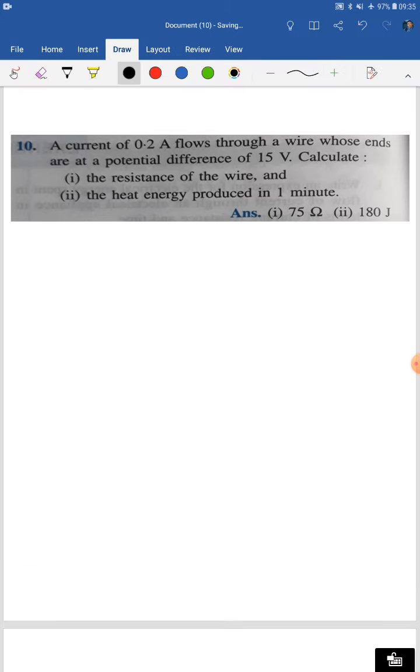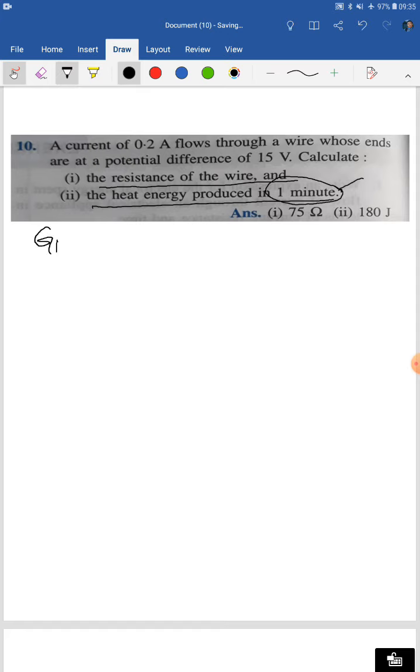So if you see question number 10, it says a current of 0.2 ampere flows through a wire whose ends are at potential difference of 15 volt. Calculate the resistance of the wire and the heat energy produced in 1 minute. So one more piece of information is given here at the end, that is 1 minute, that is time.